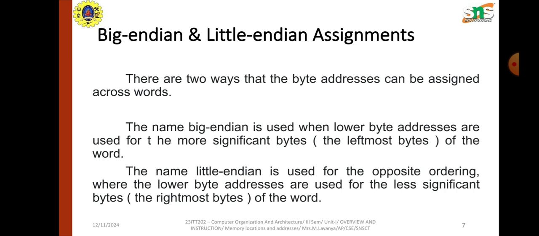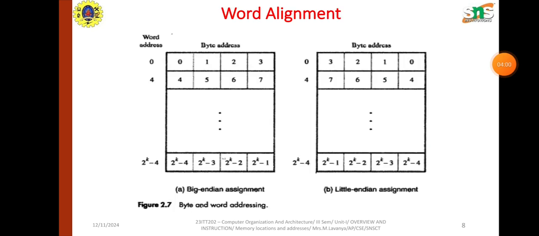Little endian is the opposite of big endian assignment, where the lower byte addresses are used for the least significant byte, that is, from the rightmost. So the word which we store will be from right to left. Let us see in the diagram.